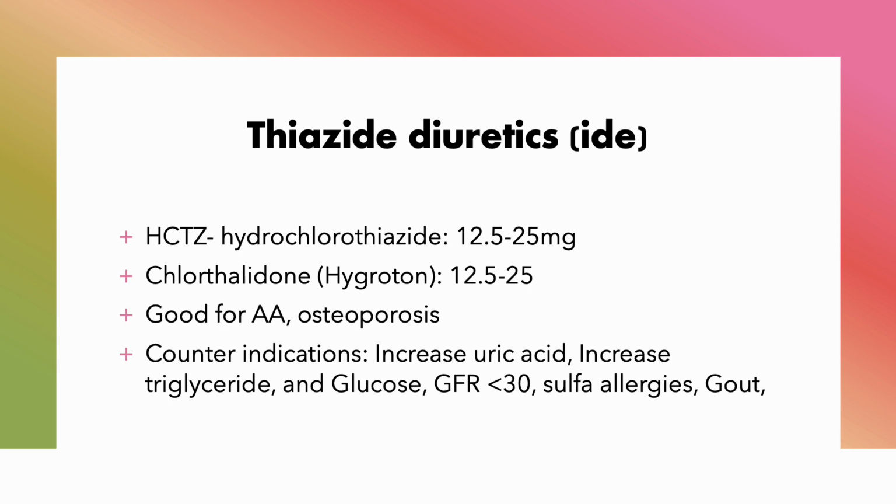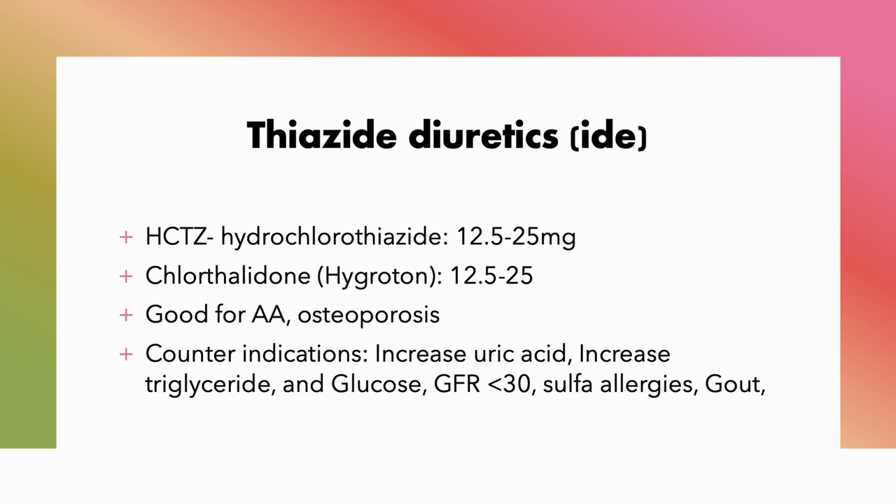Things that we want to really look out for, contraindications, are going to be the increase in uric acid. So this is a no-go for our gout patient. This is also going to increase our triglycerides. If a patient has elevated triglycerides, we're not going to give that to them because if they have hyperlipidemia, it's just going to skyrocket that hyperlipidemia. And also, it increases your glucose. This is not good for a patient with diabetes.